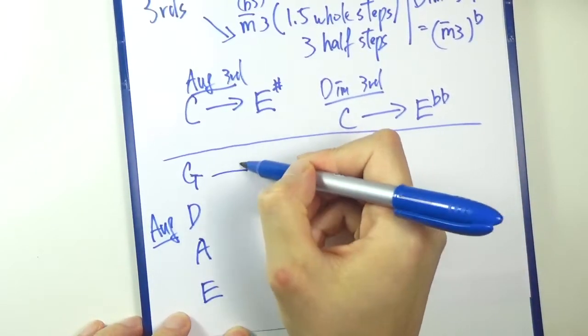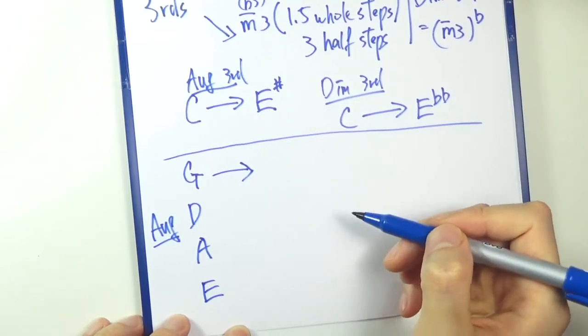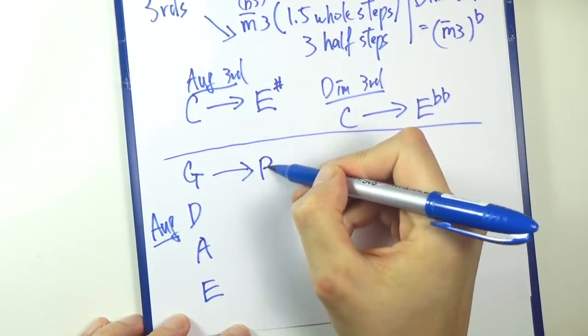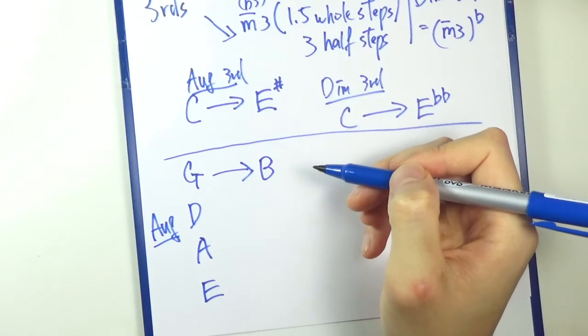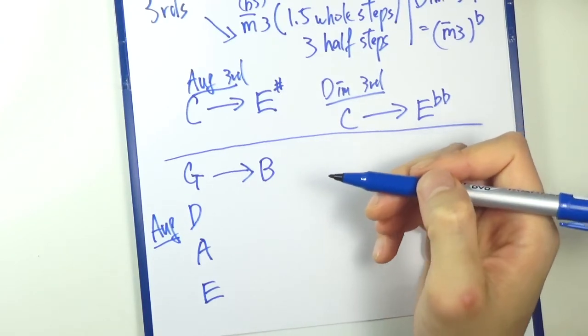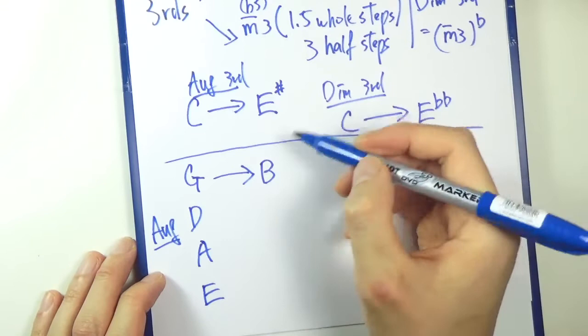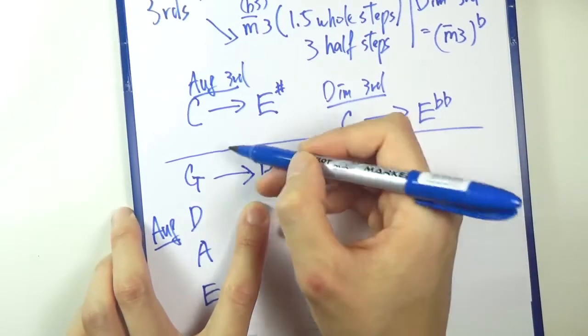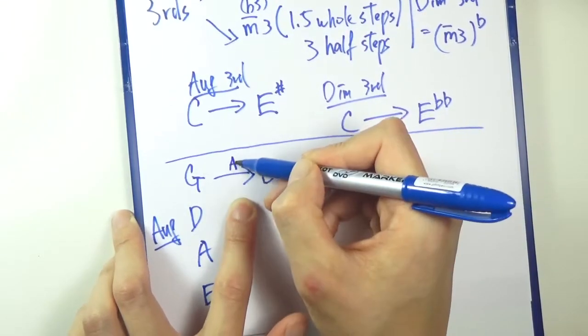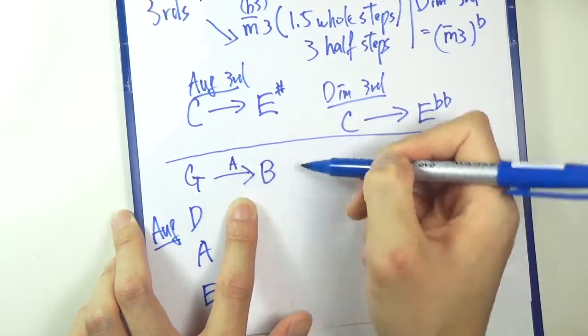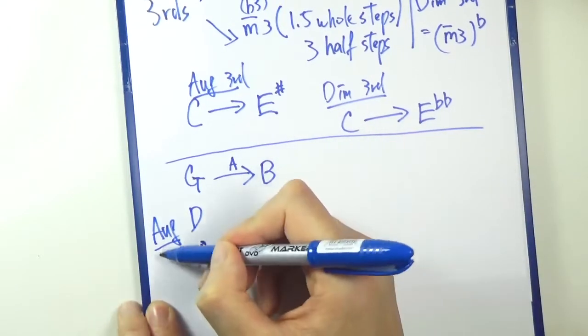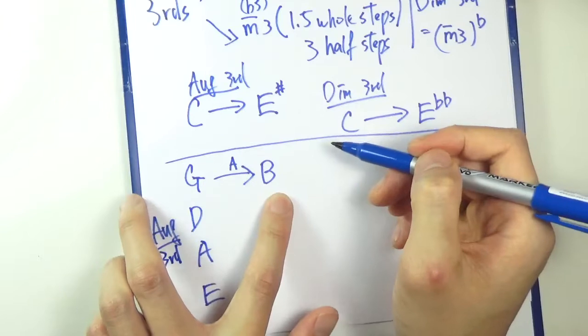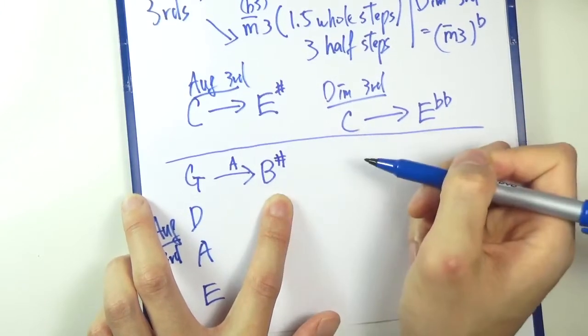Okay, G. Again, quantity first. So G, A, B. Repetition is your friend, so don't hesitate to repeat, okay? G, A, B, that's your major third, but you want to double check that, right? So G to A, whole step, A to B, whole step, so we're good. But you want an augmented third here, so that should be a B sharp, all right?